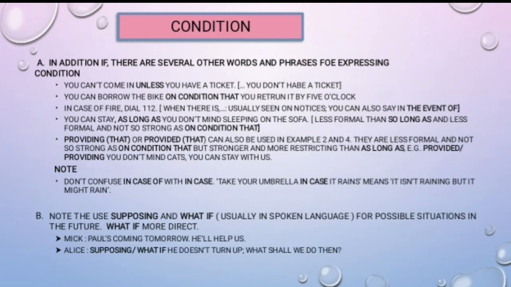Next, chapter 22 is about condition. In point A, in condition 2, if there are several other words and ways of expressing condition. First, for example, you can come in unless you have a ticket. So you can say you can come in unless you have a ticket. Second, you can borrow the bike on condition that you return it by 5 o'clock. Third, in case of fire, dial 112.